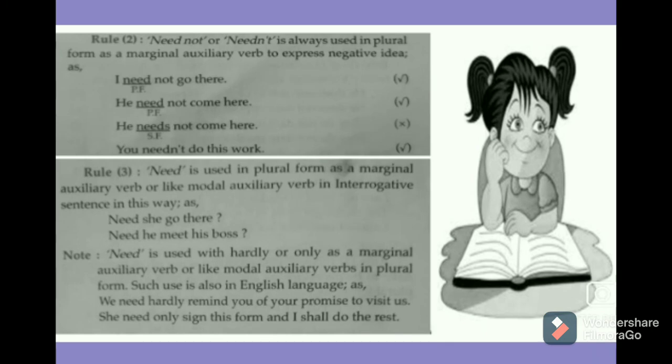But you can't write he needs not come here or you needn't do this work. You needn't do this work. This sentence is correct. But you can't write he needs not come here. If you want to use need not, it will be used as a modal verb. Okay. Rule number 3. Need is used in plural form as a marginal auxiliary verb or like modal auxiliary verb in interrogative sentence in this way, as need she go there? Need he meet his boss?